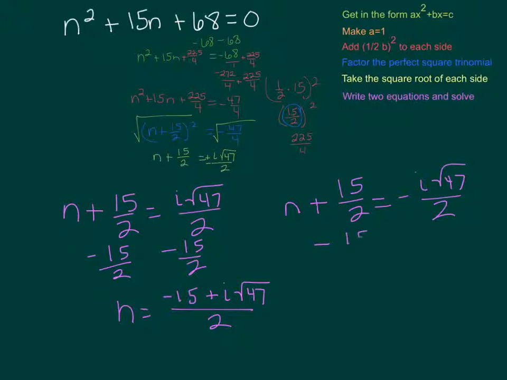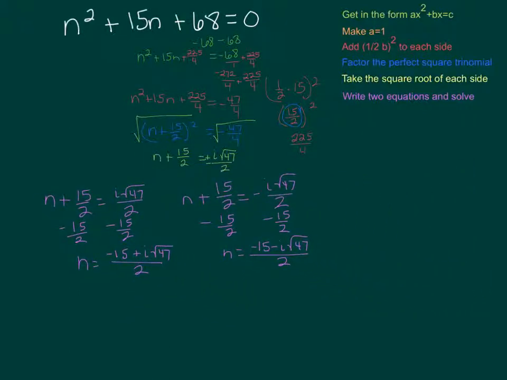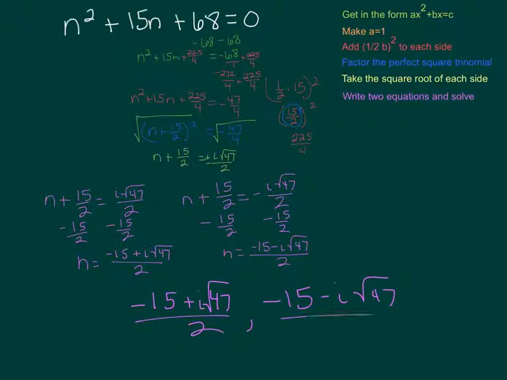And then over here, same thing, we subtract 15 over 2. And these also have common denominators. So negative 15 minus i radical 47, and then we'll put the whole thing over 2. So my answer would be negative 15 plus i radical 47 over 2 and negative 15 minus i radical 47 over 2.